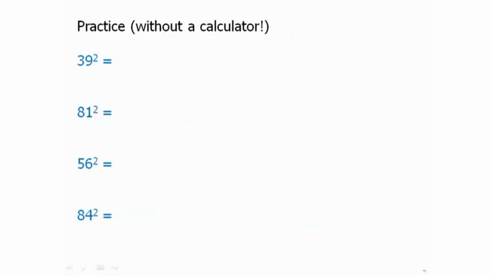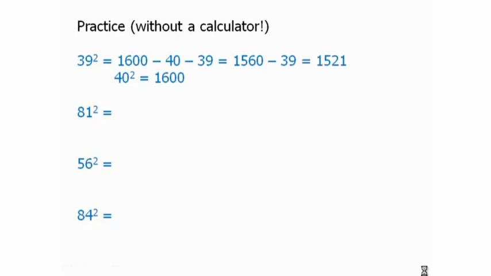Okay, 39 squared. Well, of course, 39 squared is very close to 40 squared. 40 squared is 1600. We're going to start at 40 squared. We're going to subtract 40, then subtract 39, and that will bring us down to 1521. 1521 is 39 squared. 81 squared. Well, we know 80 squared is 6400. So from there, we're just going to add 80 and add 81. And that brings us up to 6561, which is 81 squared.